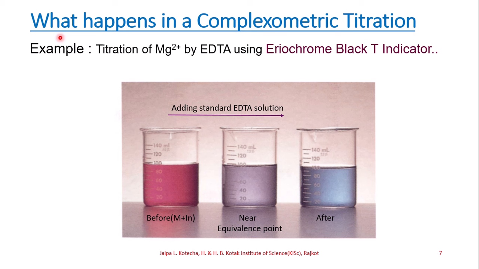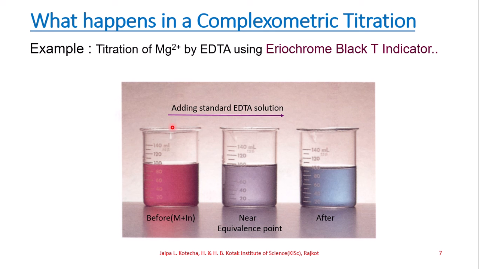Now see, what happens in a complexometric titration? When you add an indicator to the solution, it helps to give a sharp color change so that you can determine the end point, and hence you can determine the concentration of a given unknown solution. So here we will identify the concentration of the metal ion, the central metal atom present in the solution. To this metal ion solution we add an indicator.